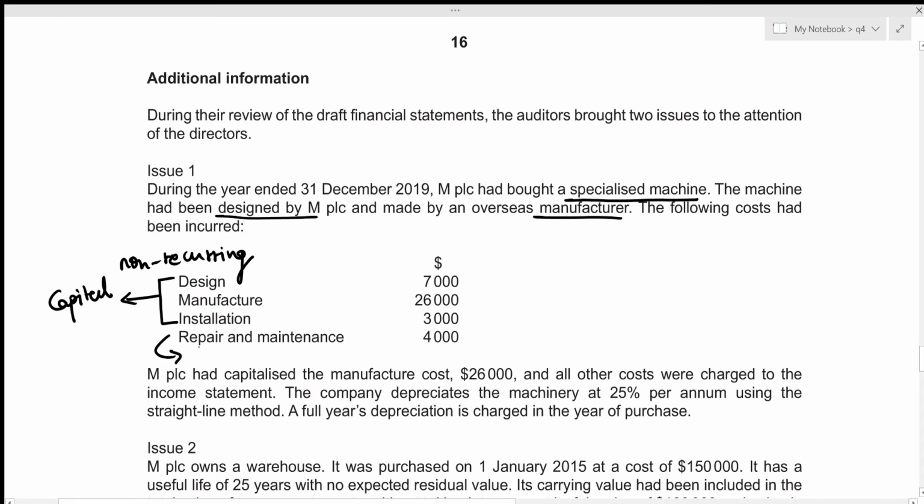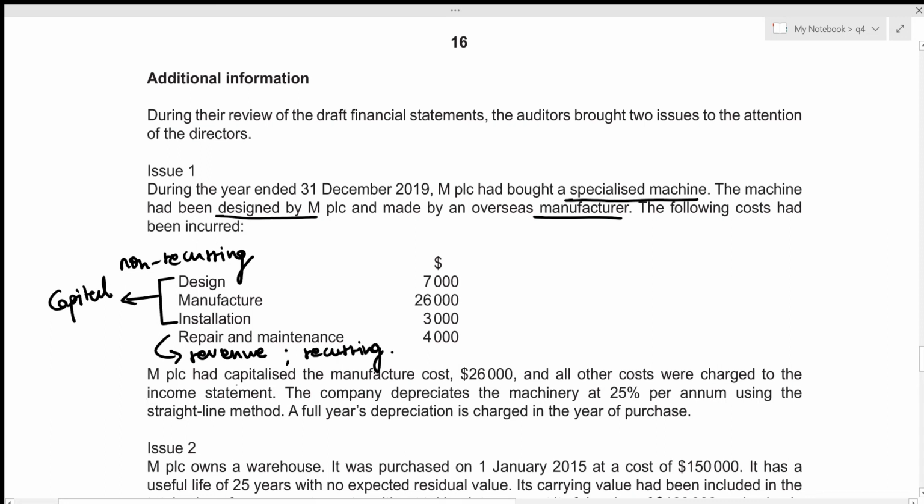And we also have repair and maintenance, which is revenue expenditure. And this is a revenue expenditure because this can definitely recur in the future. We might have to repair and maintain our specialized machine in the future as well, right? So this is a recurring cost.